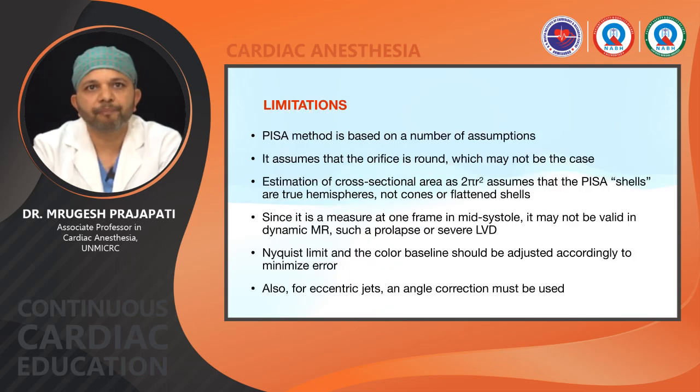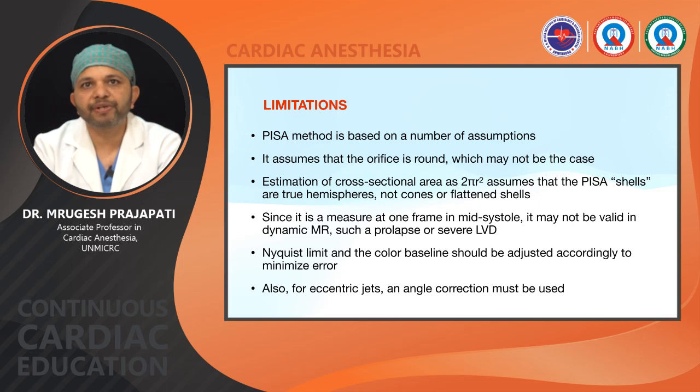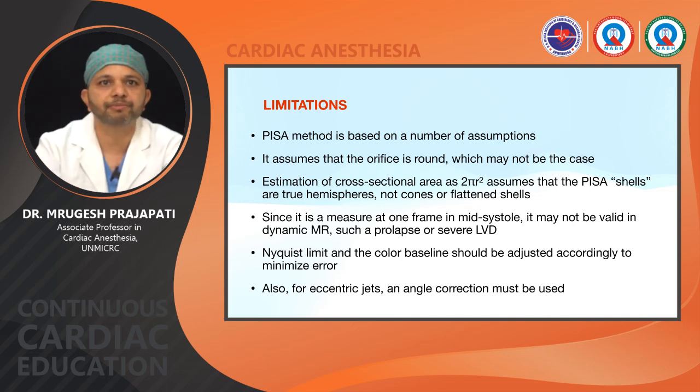The limitations of the PISA method: it is based on a number of assumptions. It assumes that the orifice is round, which may not be the case. Estimation of the cross-sectional area as 2 pi r squared assumes that the PISA shells are true hemispheres, not cones or flattened shells. Though many studies have suggested that if the radius of the hemisphere is around 10 to 15, then the shell will be more like a true hemisphere.